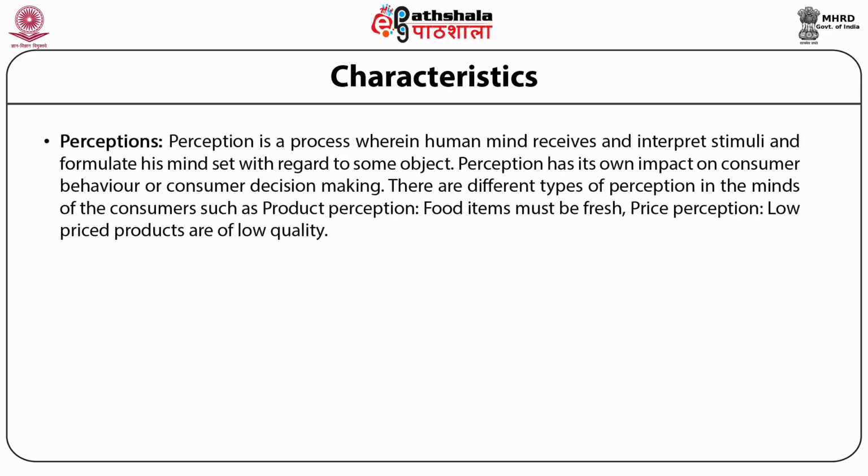Perceptions. Perception is a process wherein the human mind receives and interprets physical stimuli and formulates its mindset with regard to some object. Perception has its own impact on consumer behavior or consumer decision making. There are different types of perceptions in the minds of consumers, such as product perception, food items such as fresh, and price perceptions such as low-priced product or low-quality product, and like that.